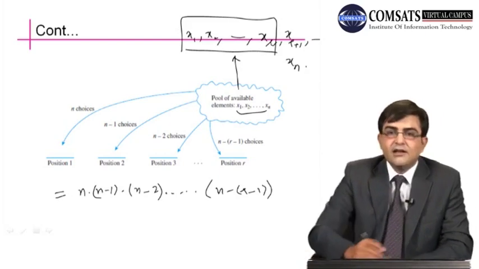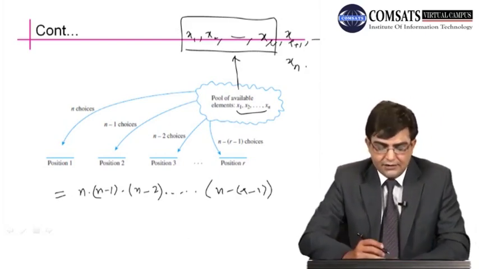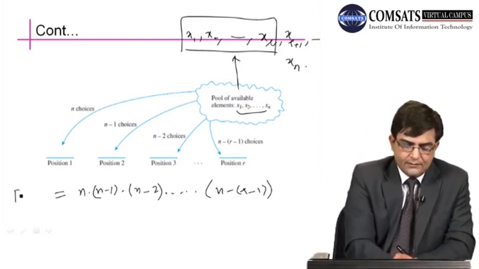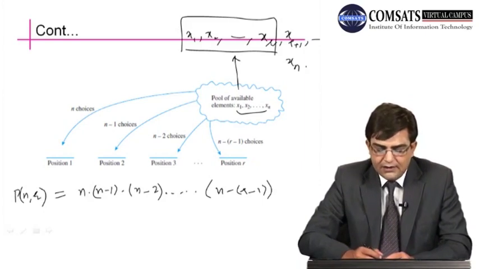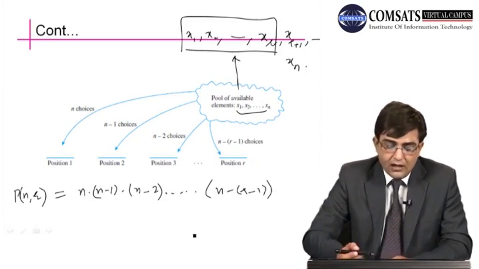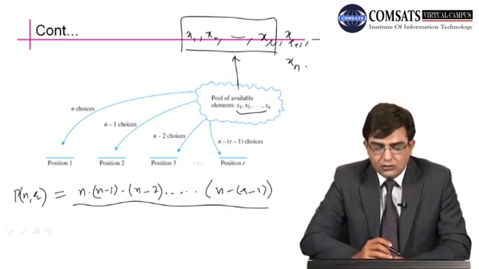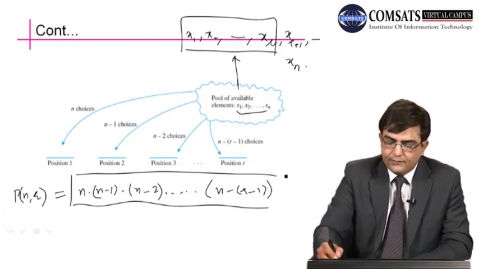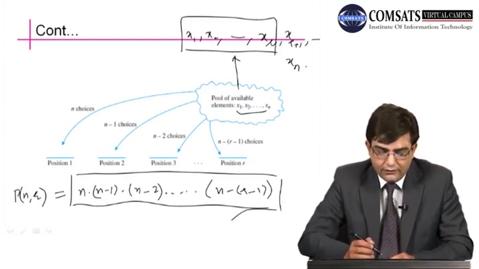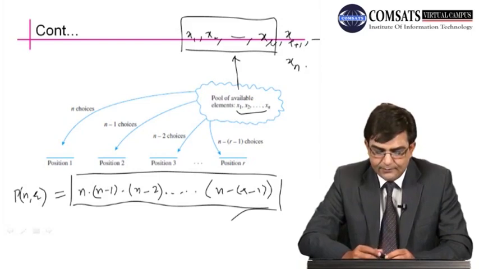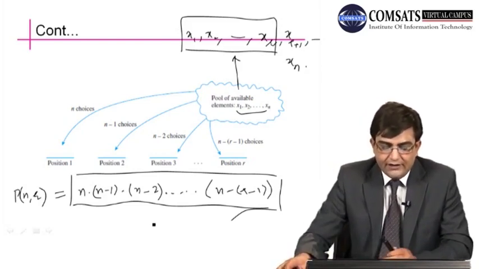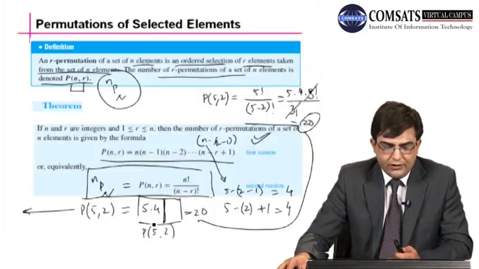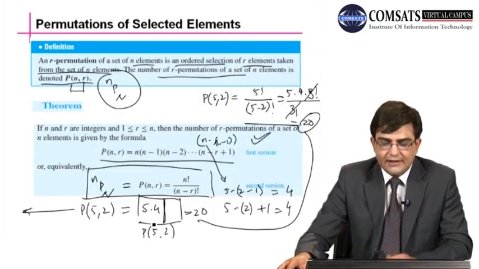So this is basically the same as we have discussed in the examples and applications of the multiplication rule. By using the multiplication rule, we can calculate the arrangements of r elements out of n elements. This is how we have derived the formula of permutations of selected elements.